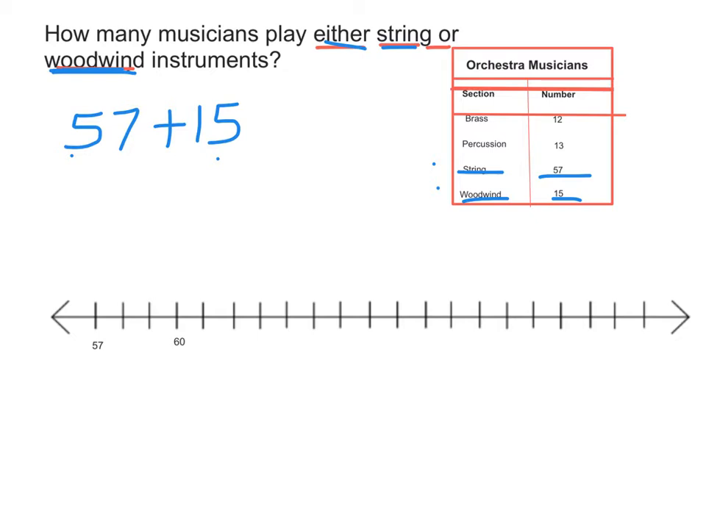So looking at our problem, 57 plus 15, we know that we're starting at 57. So one way would be to count on to the nearest 10. So the nearest 10 to 57 is 60. So from 57 to 60 would be plus 3. 57, then it's 58, 59, 60. You'll notice that is 3 times that we moved.